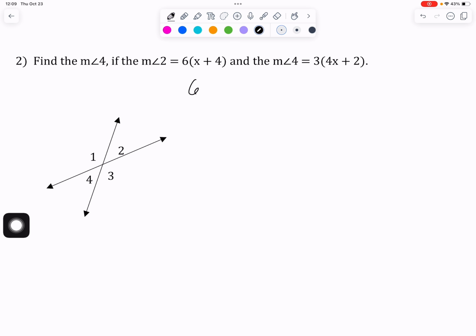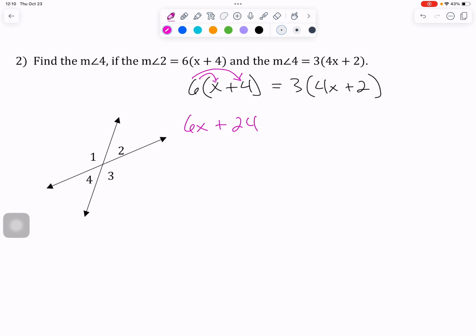Let's go ahead with 6, open, x plus 4, close, equals 3, open, 4x plus 2, close. Well, we do need to distribute this time. 6 times x is, great job, 6x. 6 times 4 is wonderful, plus 24. Bring down our equals, distribute our 3. 3 times 4x is 12x. 3 times 2 is, great job, 6.